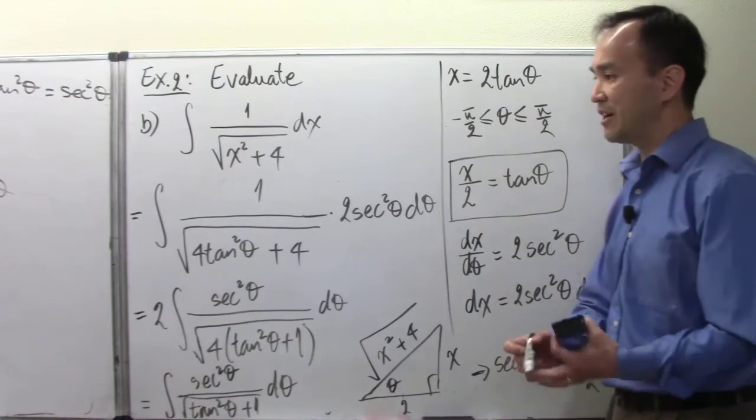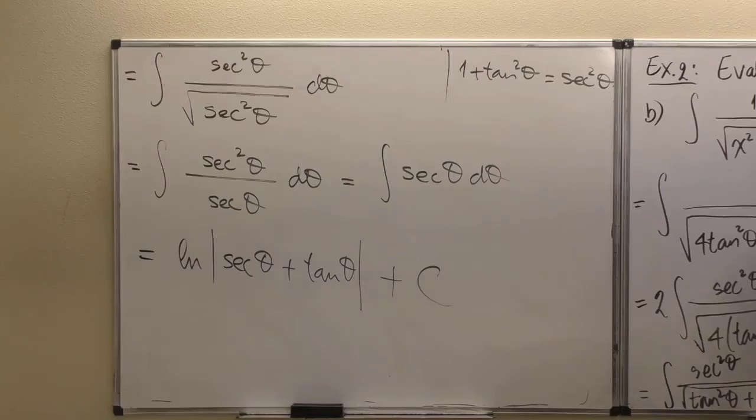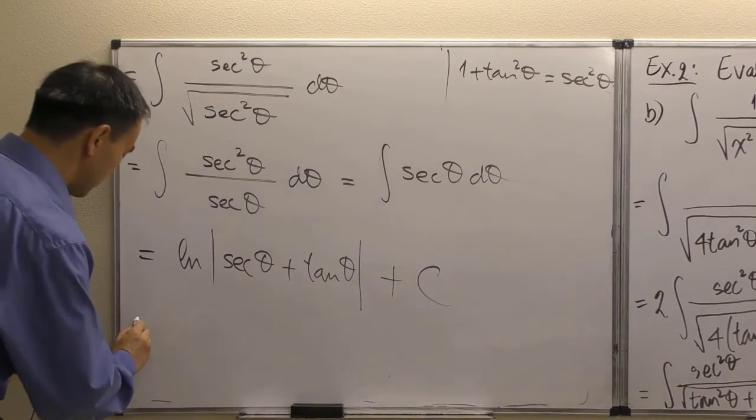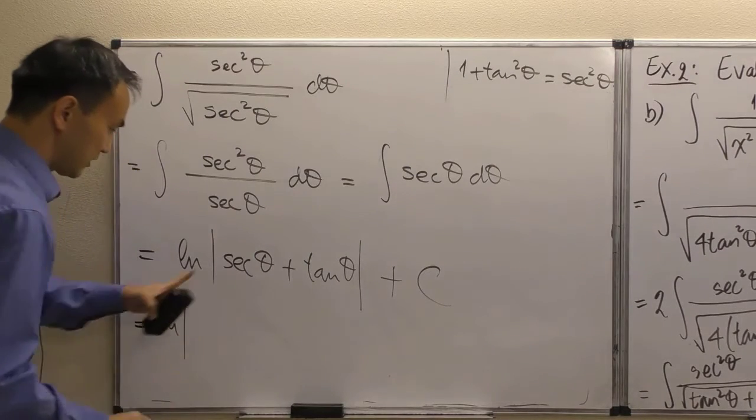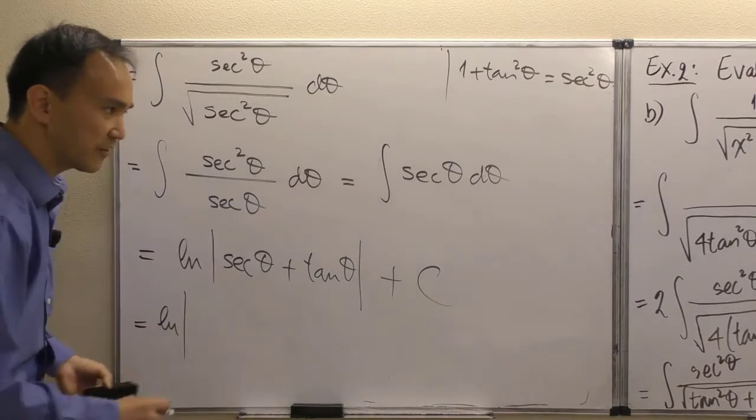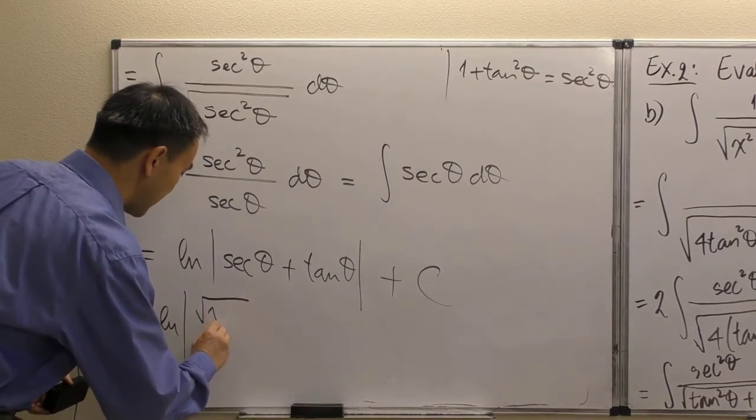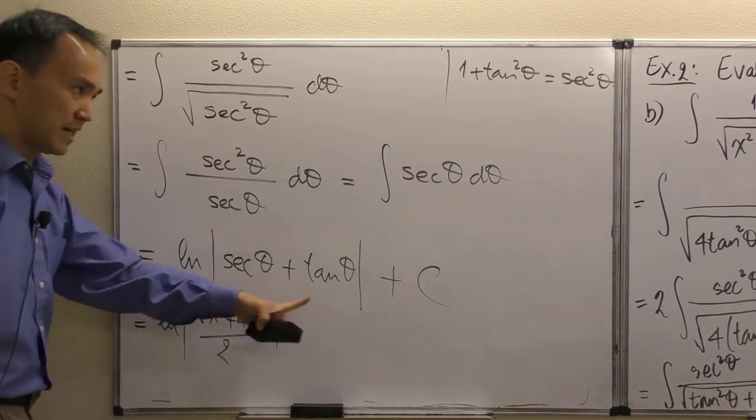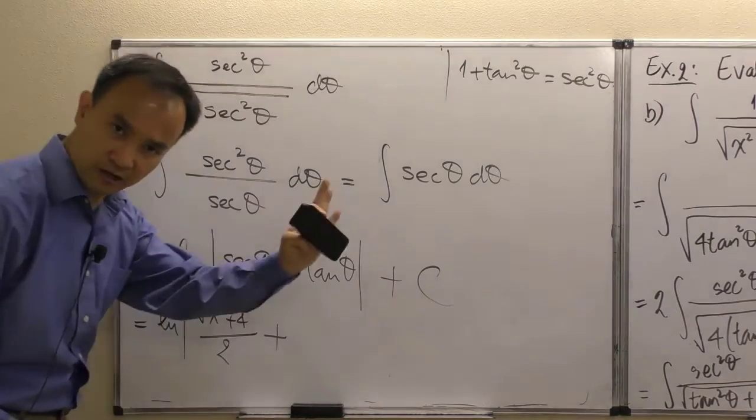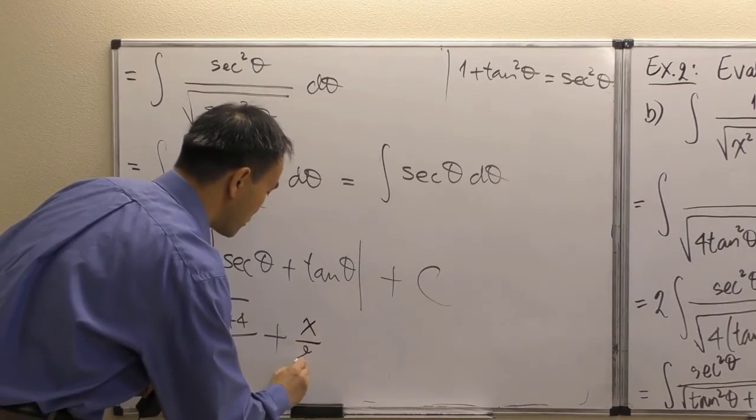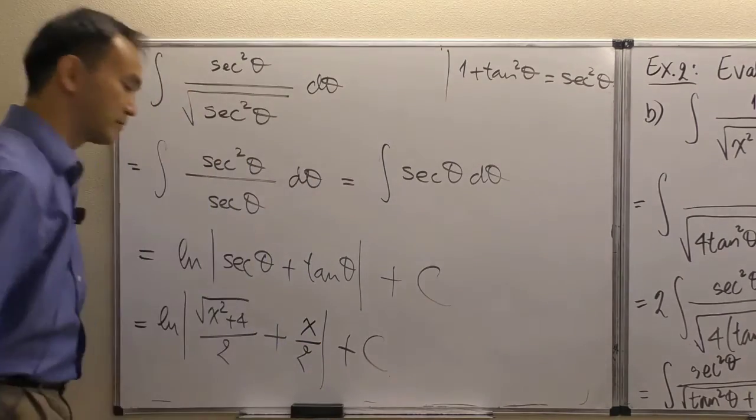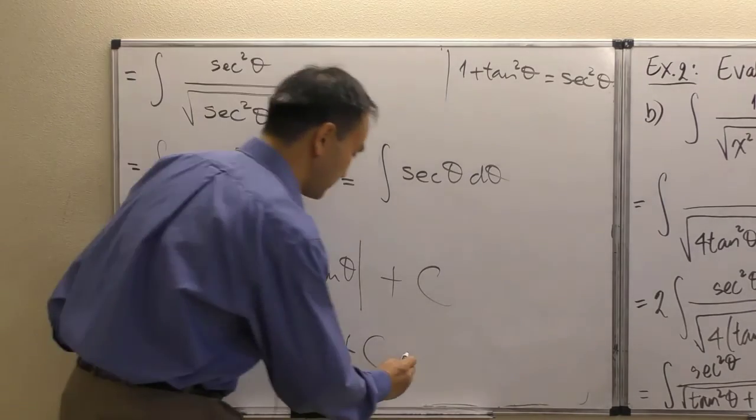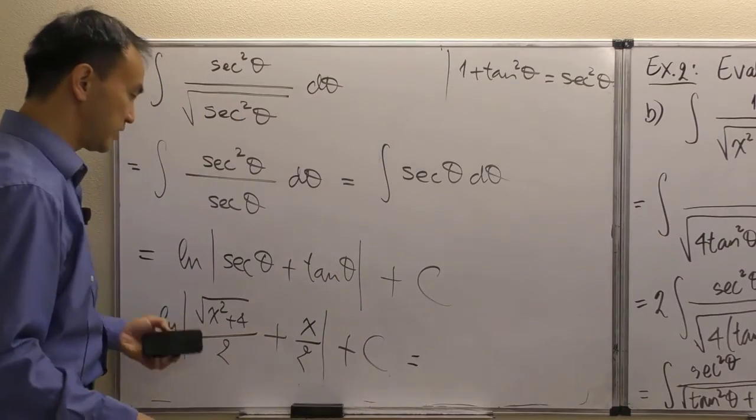And so now I'm ready for bringing our expression in terms of x back into this final answer. It's natural log of secant of theta, which I just found on my other board to be square root of x squared plus 4 over 2, and I'm adding that with tangent, which we saw on the other board is x over 2, and plus c.